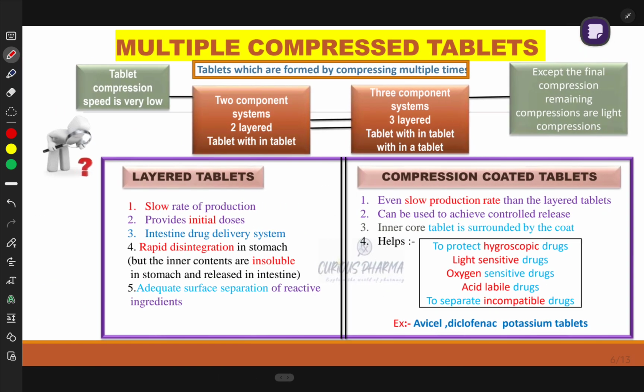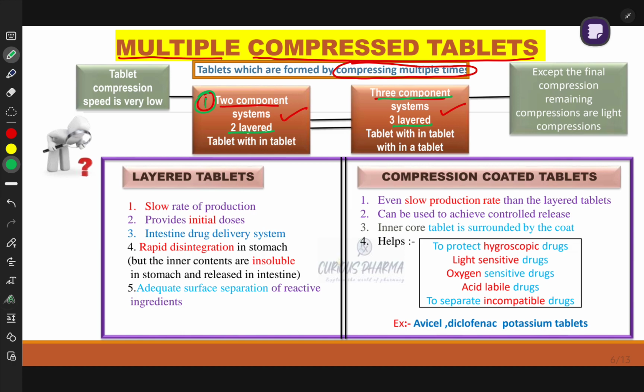Now, second one, multiple compressed tablets. From the name itself, we come to know that multiple compressed tablets are formed by compressing multiple times. Here there are two types of multiple compressed tablets. By knowing these types, you will be able to understand what multiple compressed tablets are. First one, two component systems, that means two layered. Three component systems, that means three layered.